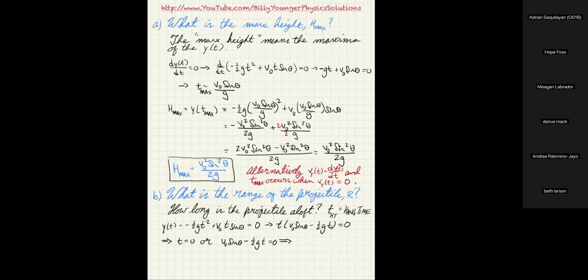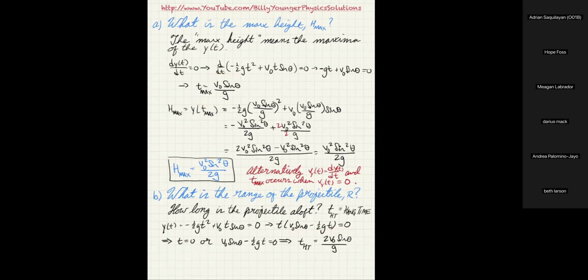Now this being equal to zero gives us that t hang time is equal to 2 v0 sine theta over g, which is exactly what I told you, because remember we suggested the time to h max was v0 over g. I said if we multiplied that by 2, that should be the time aloft, and now we see there's t max and there's t hang time.